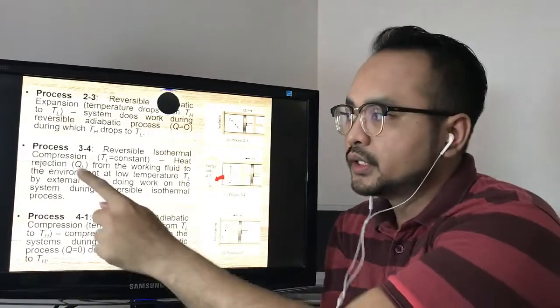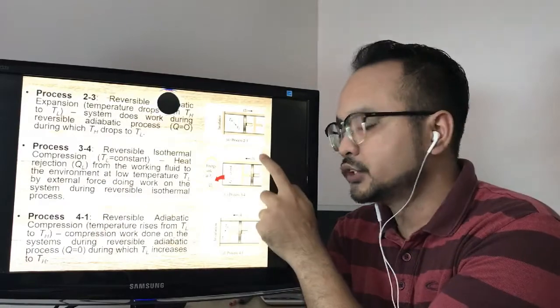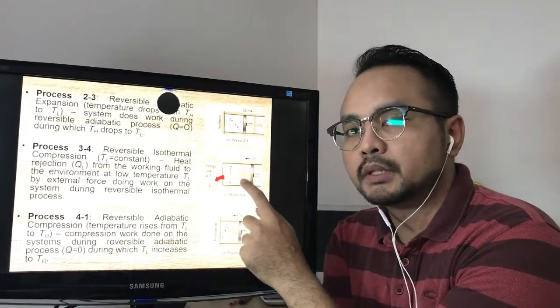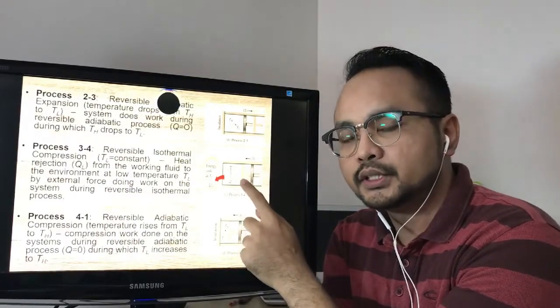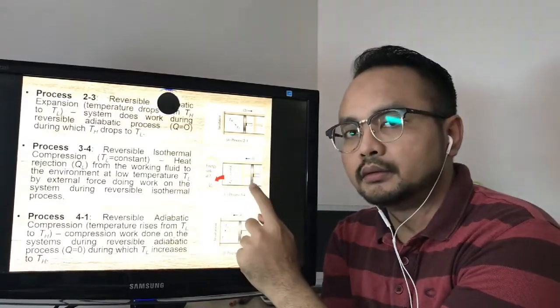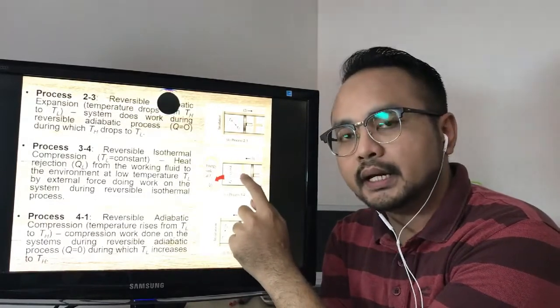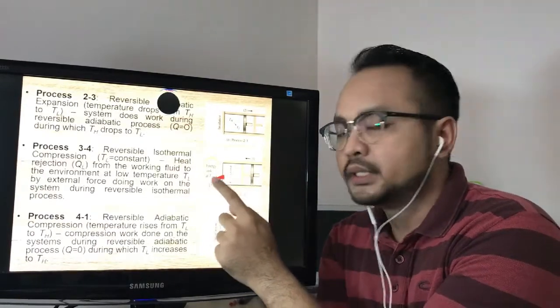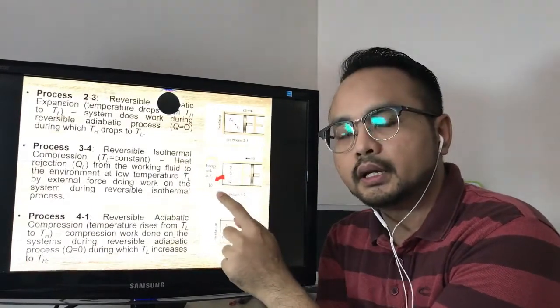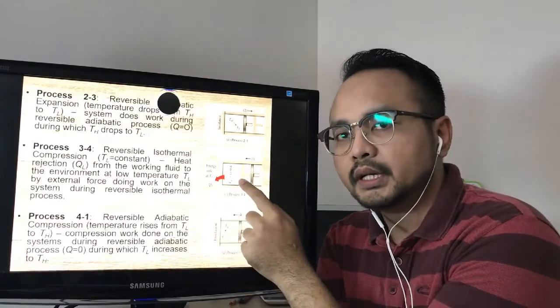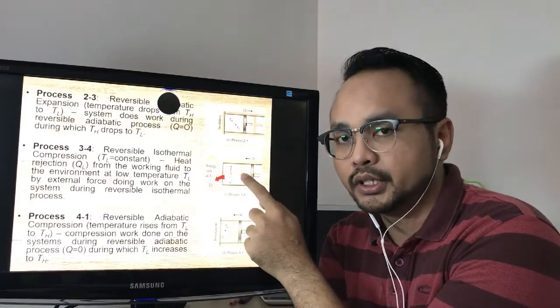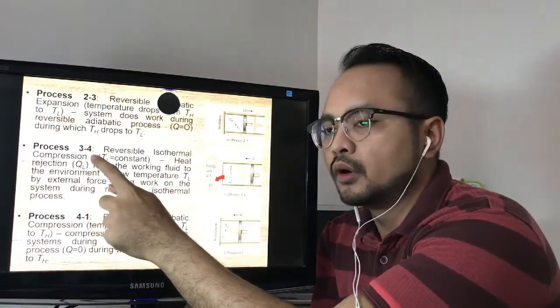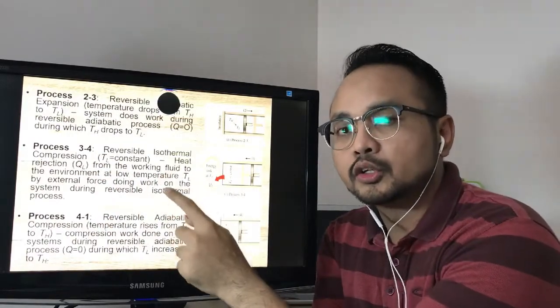Next, process 3 to 4, the piston at position 3 will go back to position number 2, but this time we label that position as position number 4. And at this stage, Q from inside the piston cylinder will be channeled out into the energy sink, which is the surrounding. Even though the heat is released to the surrounding, the temperature inside the piston cylinder is not changing. So process 3 to 4 is undergoing isothermal compression.